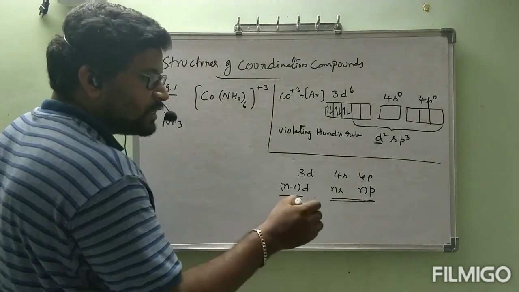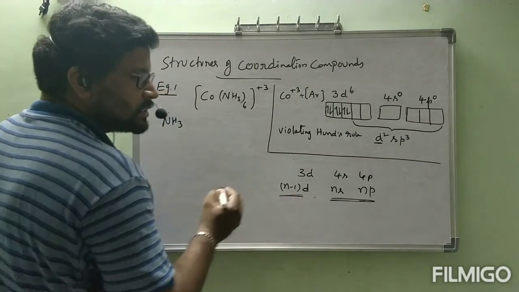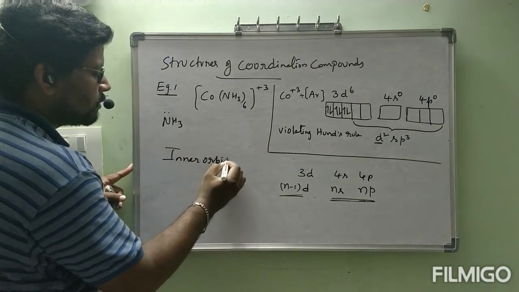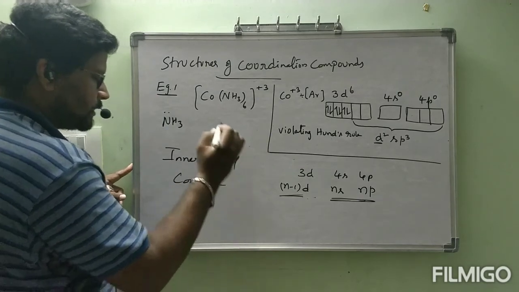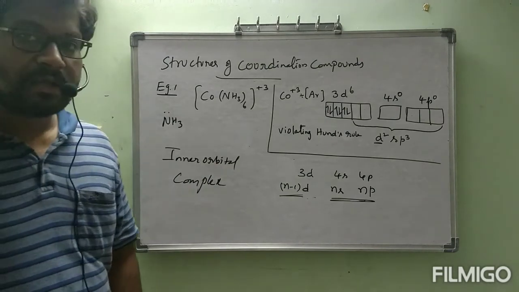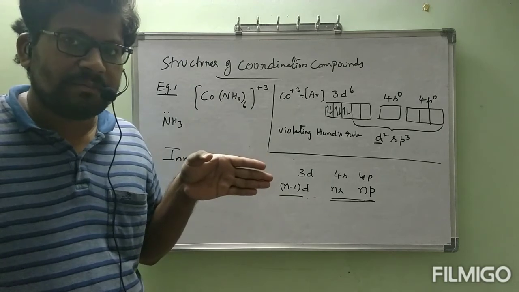Which d orbitals are involved in hybridization with s and p orbitals? Inner d orbitals. That's why this is called an inner orbital complex. Why? Inner d orbitals are involved. That's why this is called an inner orbital complex.